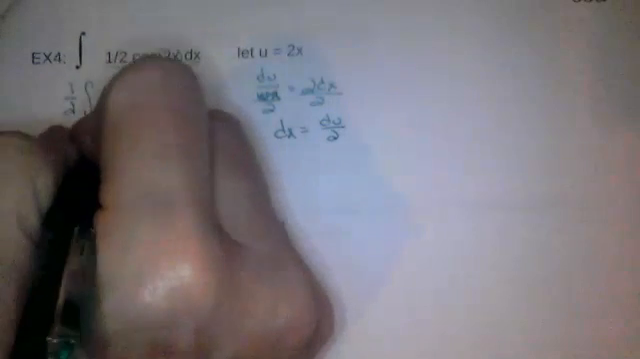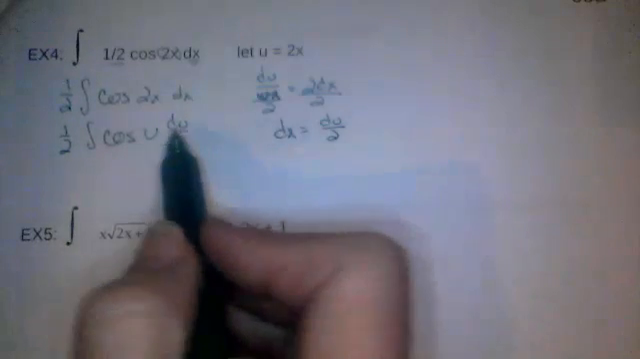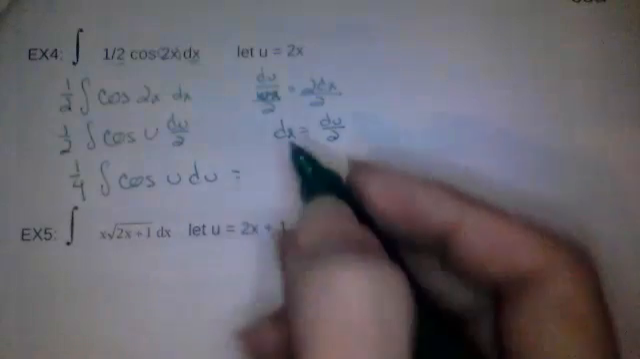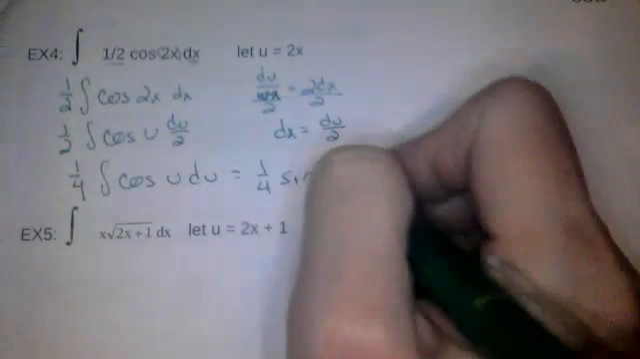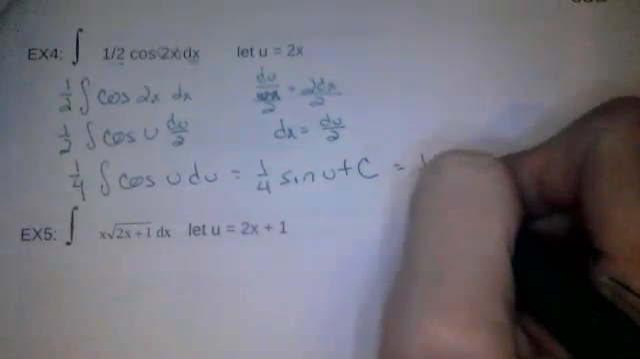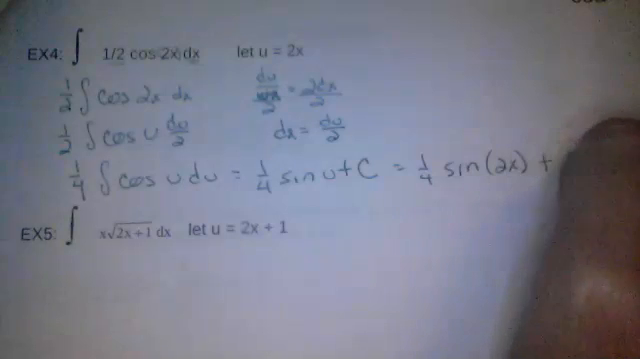So I have 1/2 integral of cosine of U du over 2. Well, that's 1/2 du, so I could bring that 1/2 out to the front and just get 1/4 the integral of cosine of U du. And the integral of cosine is sine, so we have 1/4 sine of U plus c, or 1/4 sine of 2x plus c.